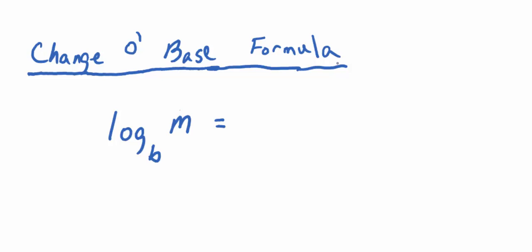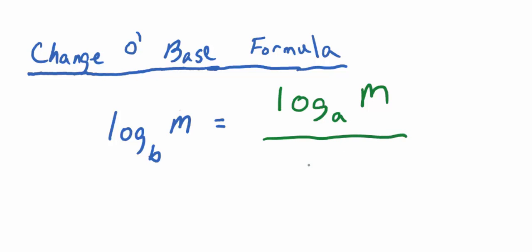So what if you have a calculator that only computes natural log, which is log base e, and log, which is log base 10? What do you do? You use the change of base formula. So let's say you want the base to be base a, but the base is currently base b. It turns out that this handy formula will work. The log base b of m is equal to the log, the new base a, of m, divided by log base a of the old base. Turns out that's the formula.